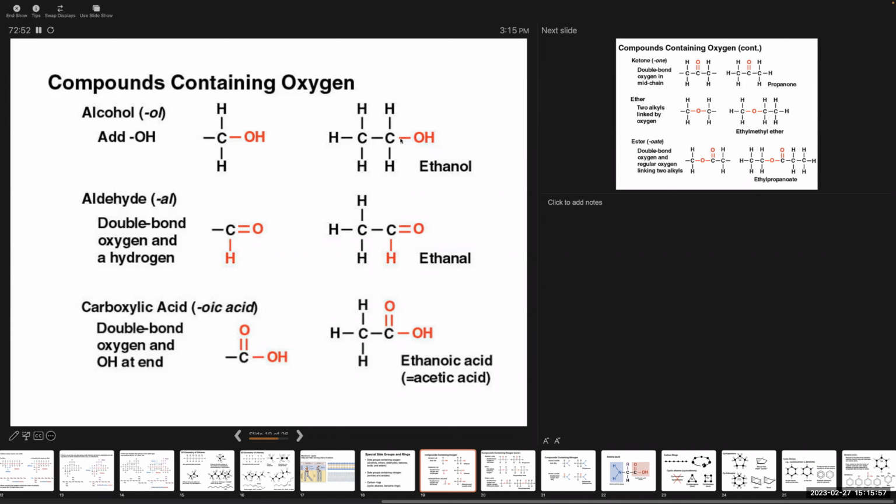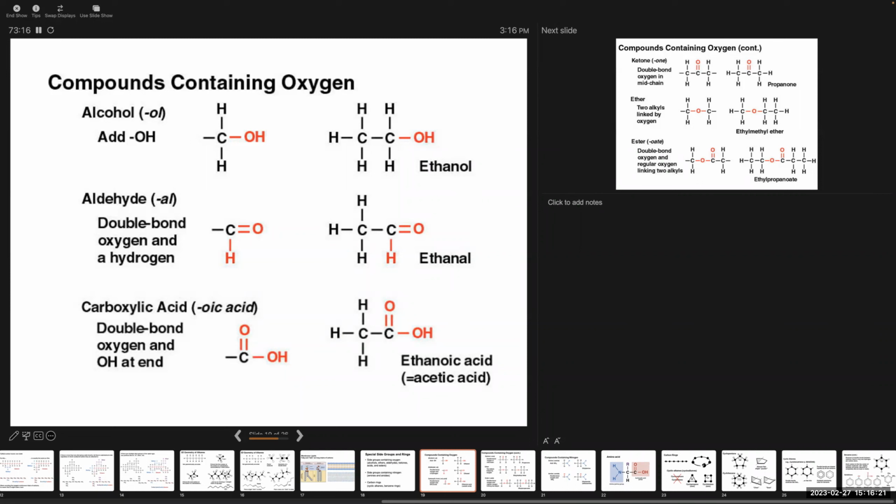We've got a 2-carbon chain, so we know the prefix is eth-. If this was just a 2-carbon chain surrounded by hydrogens, we would call it ethane. But when you add that alcohol group, you drop the E off the end and add OL to the end. So ethane becomes ethanol. This is the kind of alcohol that you can drink.